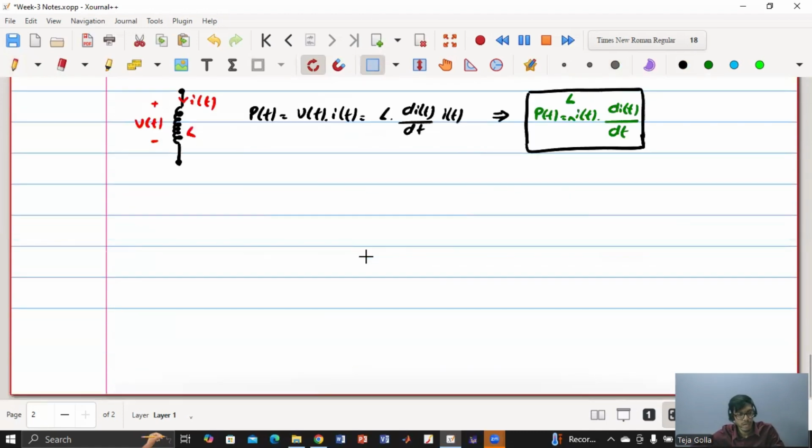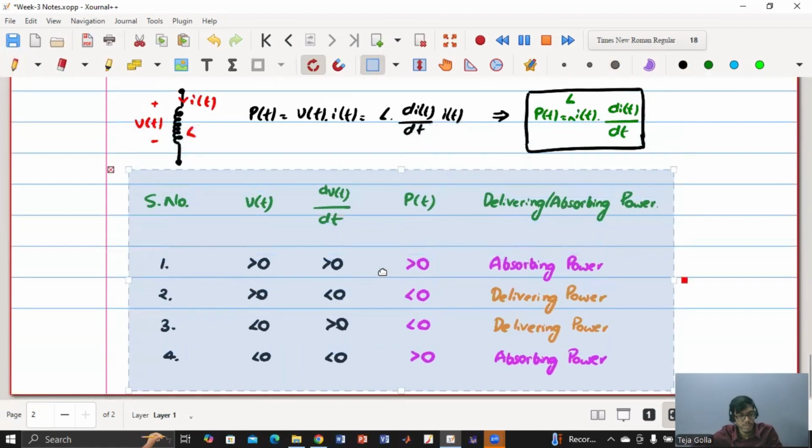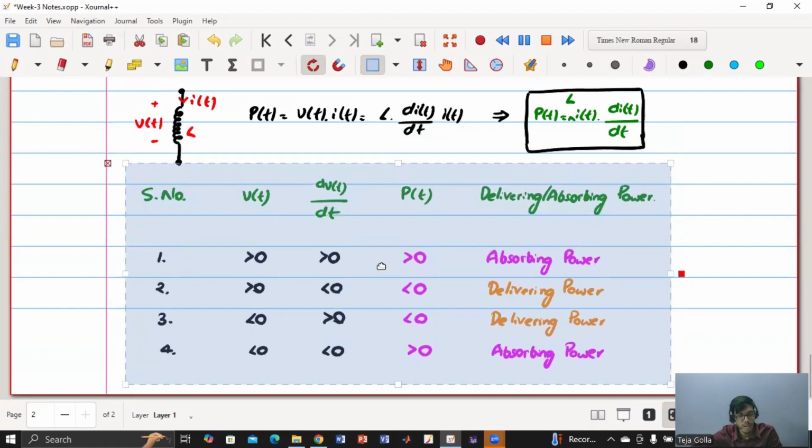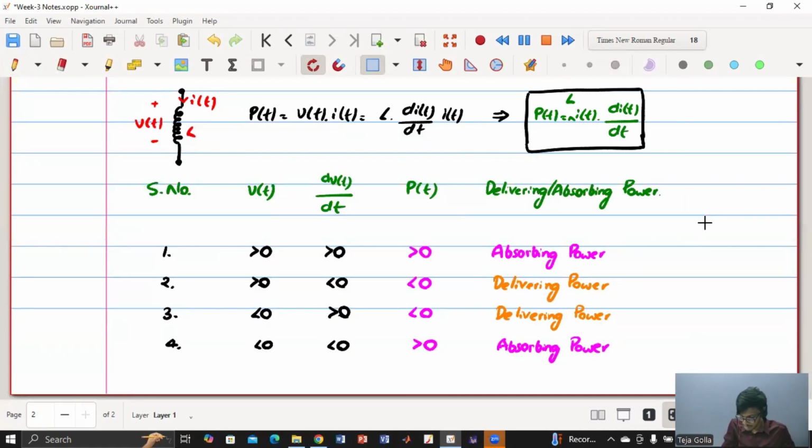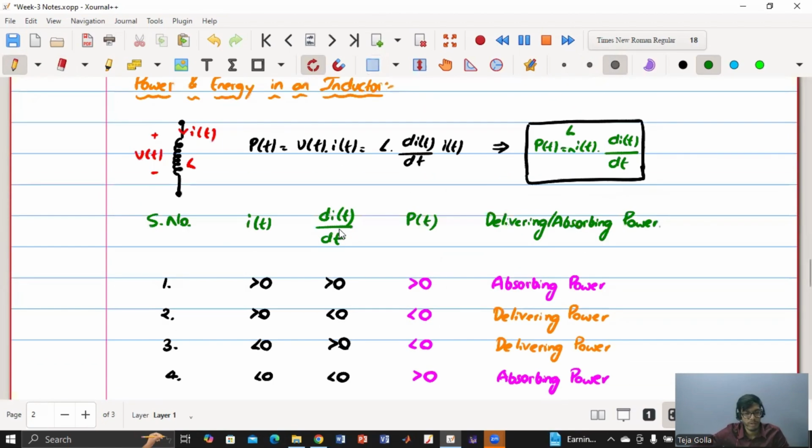So capacitor and inductor are more or less the same, right? What is the only thing that will change? Here it is V of t and here it is I of t. So we'll have I of t, and here we'll have the derivative of I of t. Depending upon the polarity of power, either it could be absorbing power or it could be delivering power.